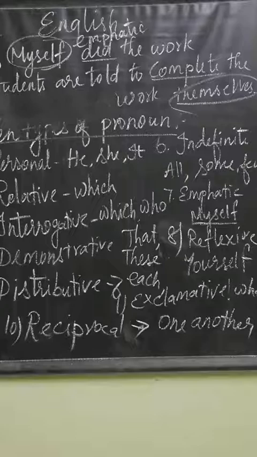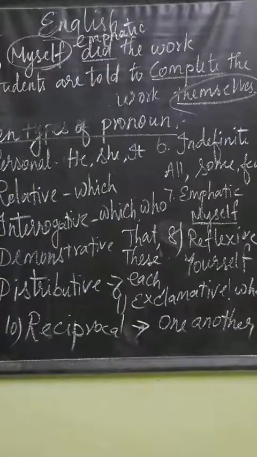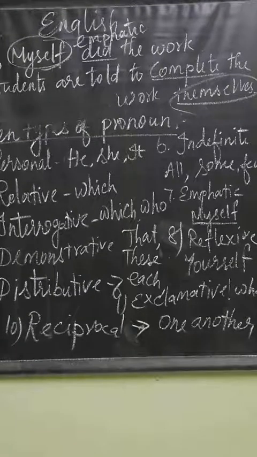And the reciprocal, I told, one another: give and take. Okay. So the fifth unit they have given is pronoun, and the book exercise will be sent as a video. Try to complete the book exercises.